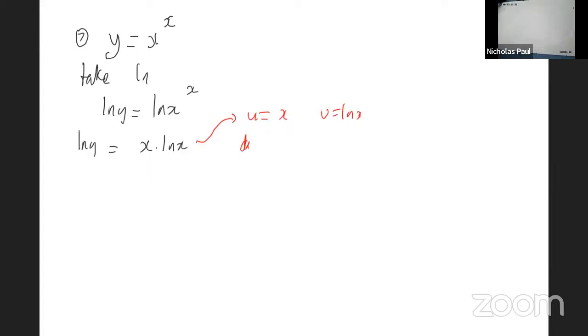Any answers as yet? Right, so I want you to picture this as a product, right? U is x and v is ln x. du is 1, dv is 1 on x. Right, I'm giving you 2 minutes. I have one answer so far.